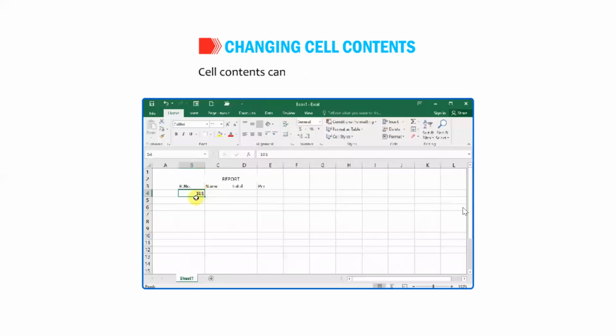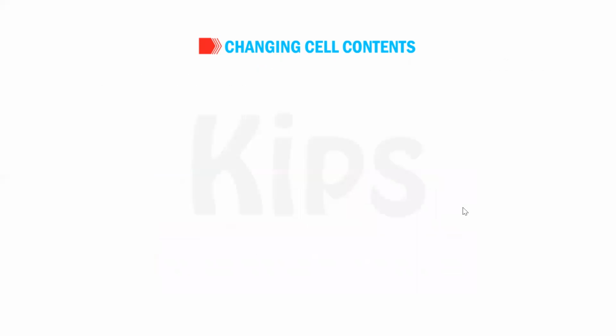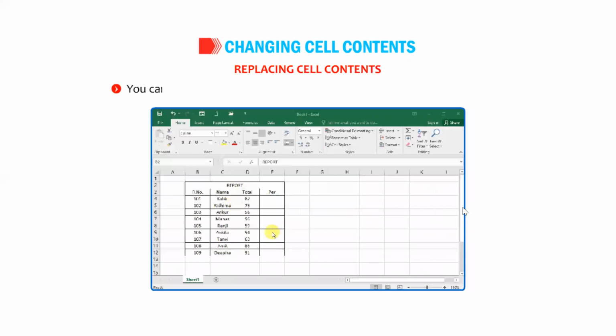Cell contents can be modified in two ways: replacing cell contents, and using Edit mode. Alright, now let us find out how to replace cell contents. You can edit the cell contents directly and replace them with a new entry.